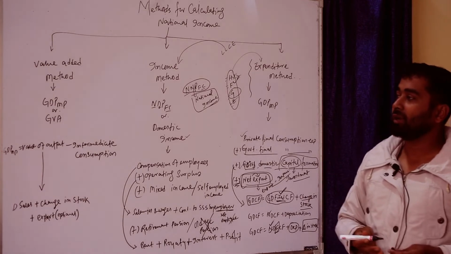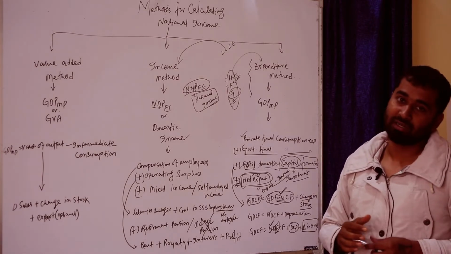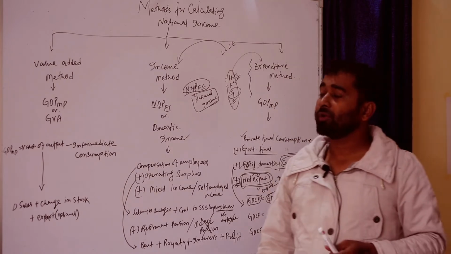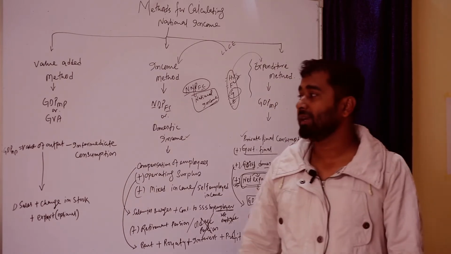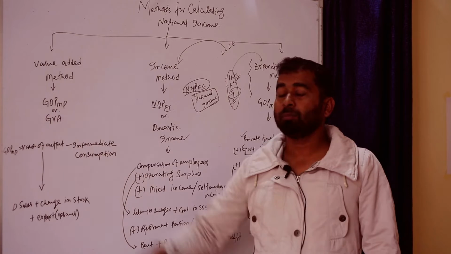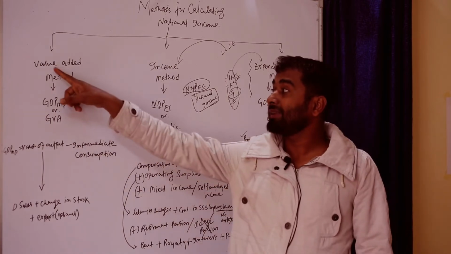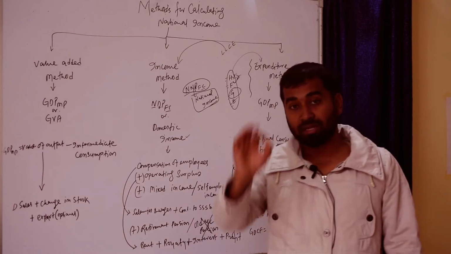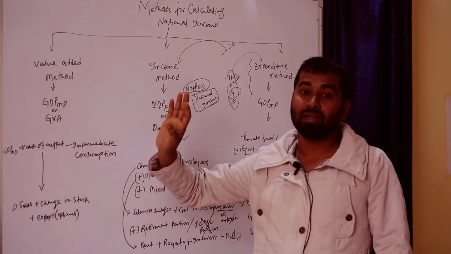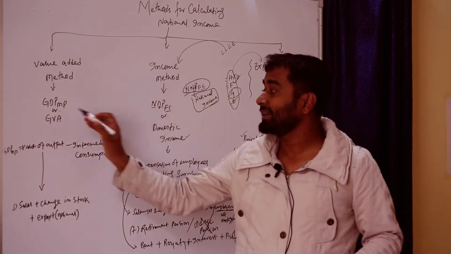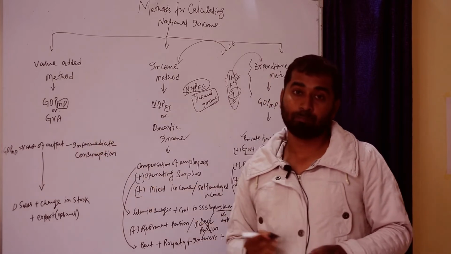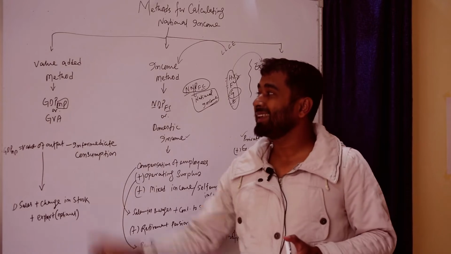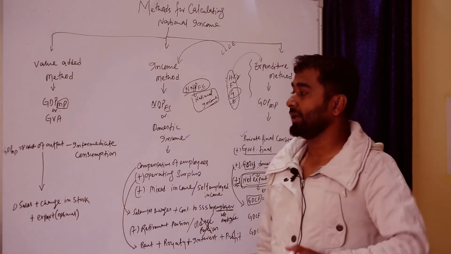Now let's see one by one the formula and how to calculate these things. First one is the value added method. When you are using the first formula in the value added method, you can find GDP MP. In the value added method, the GDP MP is otherwise known as gross value added also. Sometimes the question asks for gross value added, so don't be confused, it is nothing but the market price only.